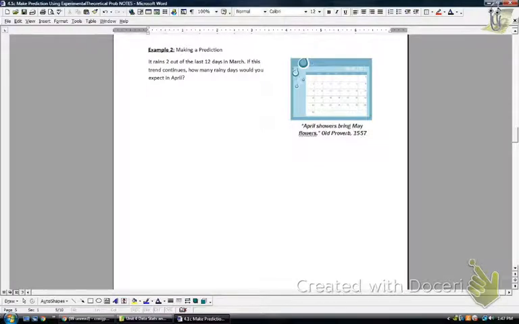Okay, so let's look at example 2. We're going to make a prediction. It says that it rains 2 out of the last 12 days in March, except this calendar says April, so we'll go with April. If this trend continues, how many rainy days? Oh, no, that's right. It rains 2 out of the last 12 days in March. If this trend continues, how many rainy days would you expect in April?